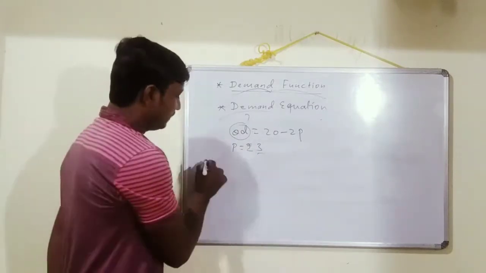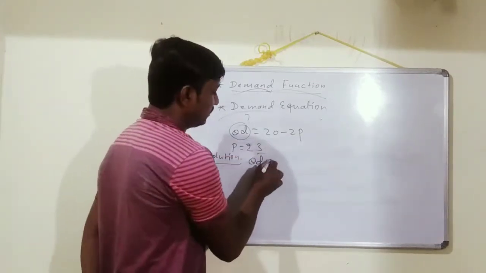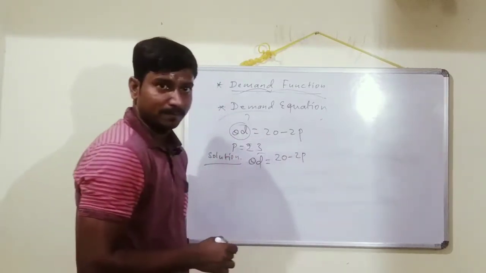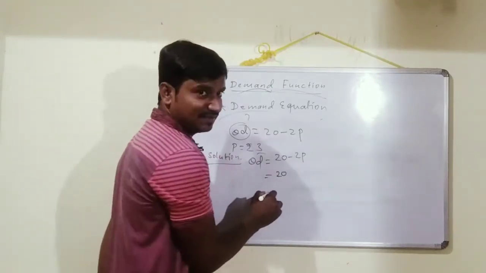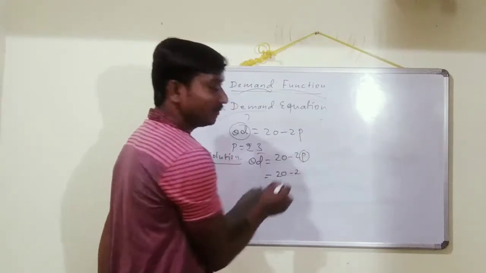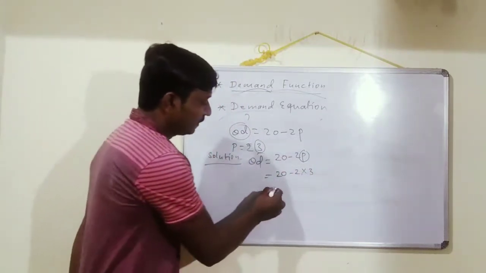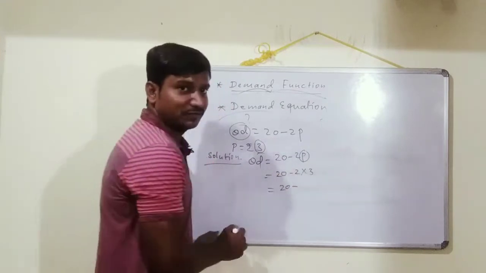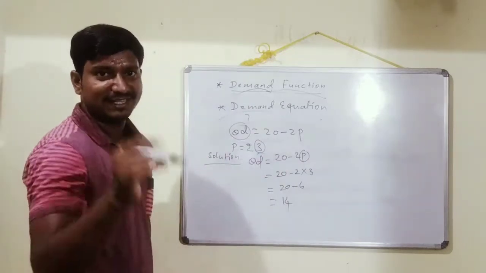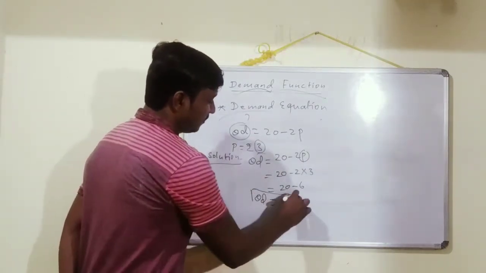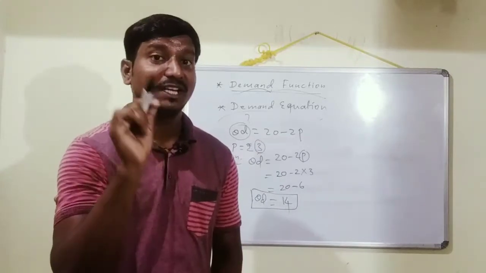If we go for the solution, look at how we get it. QD, I am going to write the same equation here: QD is equal to 20 minus 2P. Now P is substituted by the price, that is rupees 3. 20 is as it is, minus 2 is as it is, and in the place of P we replace 3. So 2 into 3. 20 is as it is, 2 threes are 6, then the quantity demand remains 14. 20 minus 6 comes to 14, and this is the quantity demand. So if the price is 3 rupees, a consumer can purchase 14 kgs of commodity.